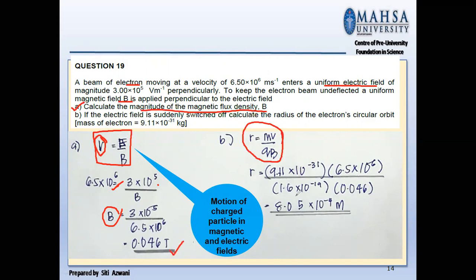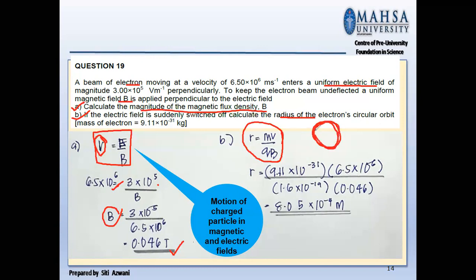Okay, next, question b. Now the electric field is suddenly switched off. Then you need to calculate the radius of the electron's circular orbit. What happened to your charged particle when you switch off the electric field E? Now you have only the magnetic field B. When you have only the magnetic field B, your charged particle will move in a circular motion.